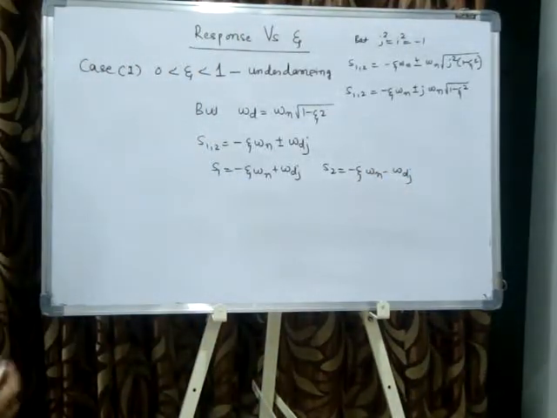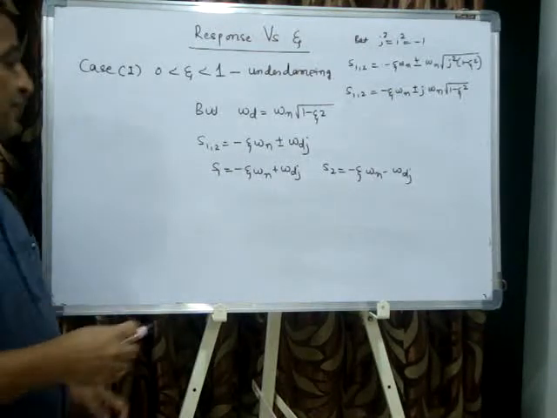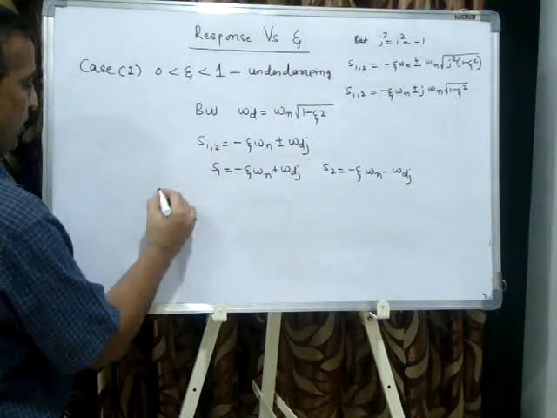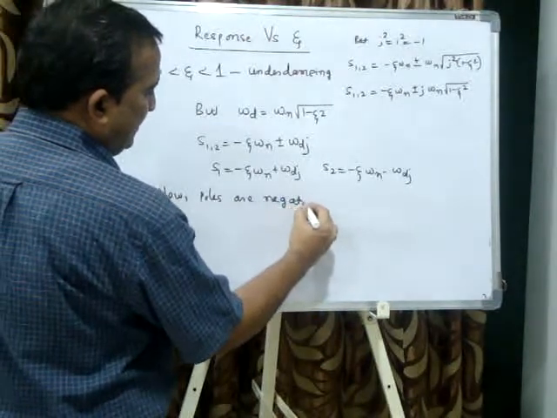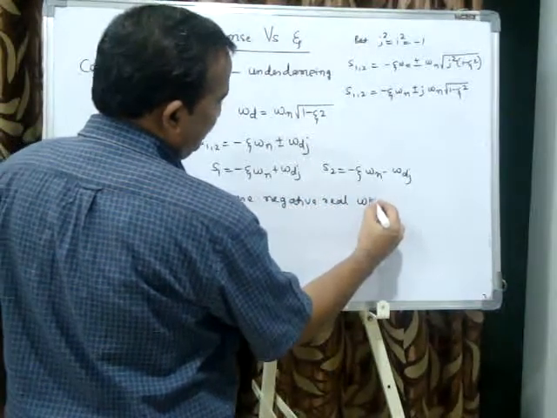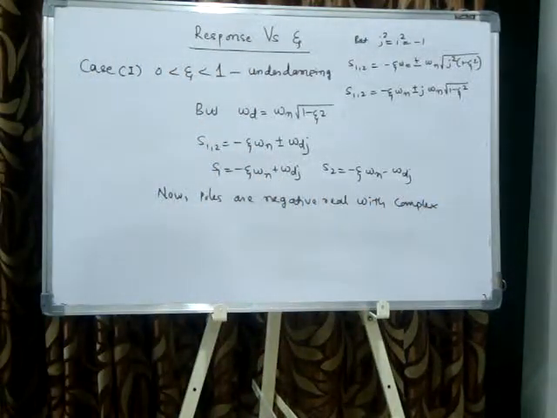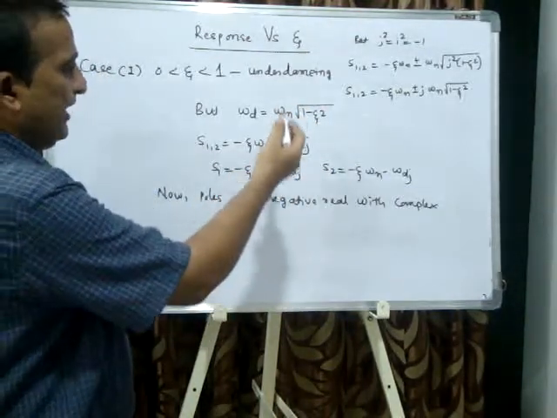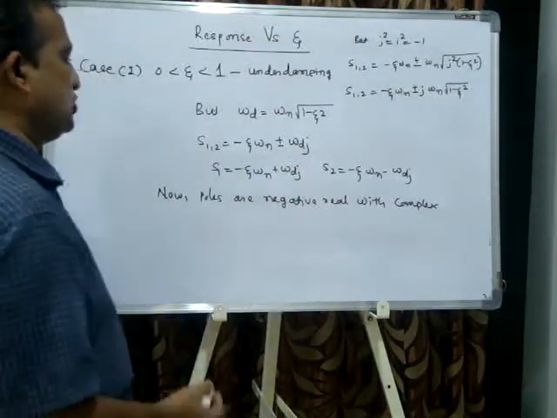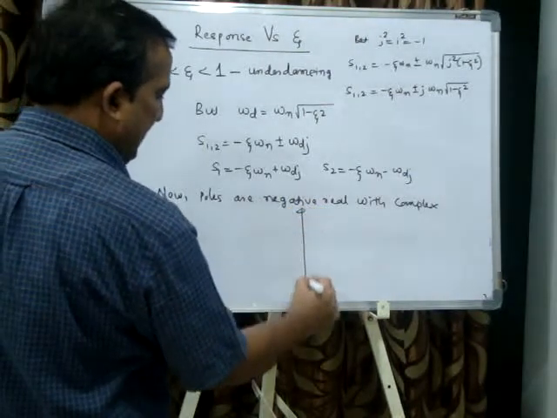Now what is the nature of the poles? S1 and S2 are the poles. Now the poles are negative real with complex. For example, suppose you take zeta is 0.5, omega n is 10, then you will get minus 5 plus or minus something, omega d is something like 8j. So the poles are negative real with complex. So I can show it on the S-plane.